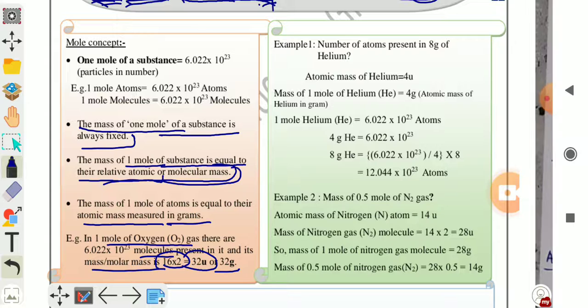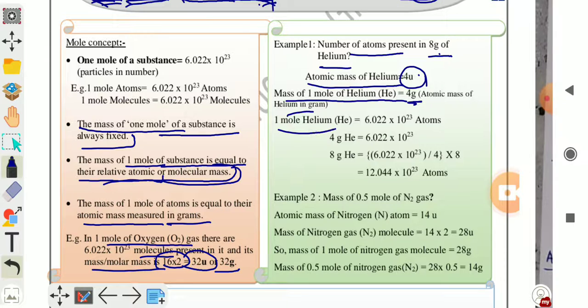Number of atoms present in 8 gram of helium. How many atoms will be in 8 gram of helium? First of all we will find out 1 mole is equal to how much gram of helium. The atomic mass of helium is 4 U, so the mass of 1 mole of helium will be 4 gram. 4 U is represented in gram.